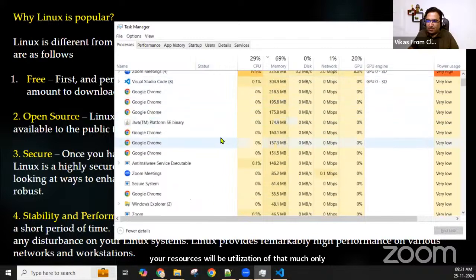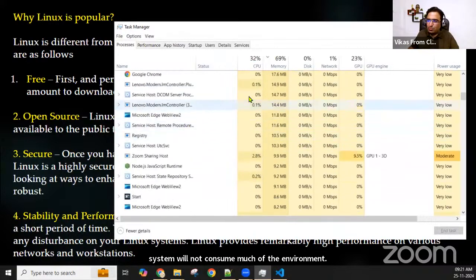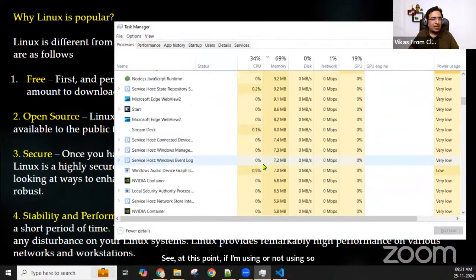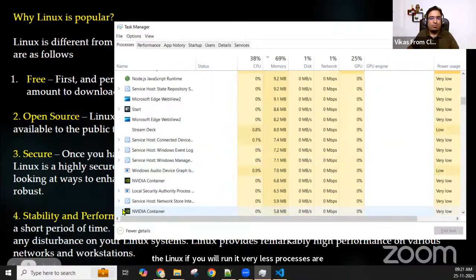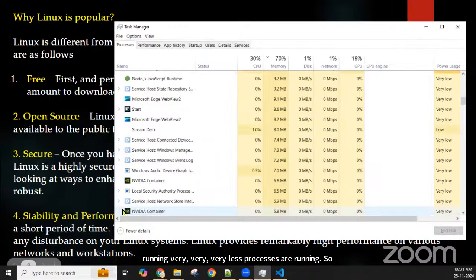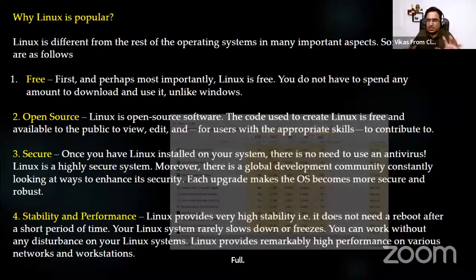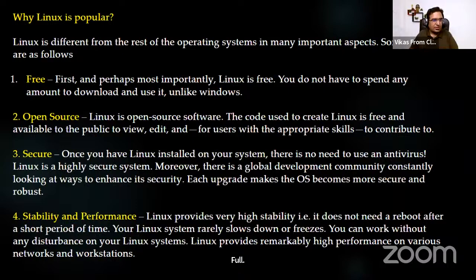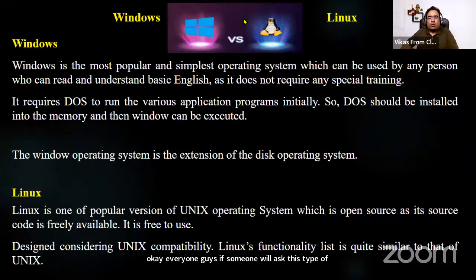See, at this point, whether I'm using it or not, so many Windows processes are running at the back end. But in Linux, very few processes are running. So we are telling that stability and performance-wise, Linux is good. Cool? Yes, sir. Okay, everyone, if someone asks this type of basic interview question, you have to give this answer. Now let's compare a little bit Windows and Linux.